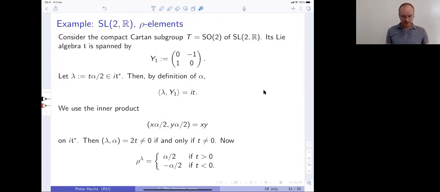Then the inner product of lambda with the root alpha is non-zero, because then minus alpha is automatic. The inner product is non-zero if and only if t is non-zero. For positive t, the positive root is alpha, and half the sum of the positive roots is alpha over 2. For negative t, the positive root is just minus alpha, and then this is half the sum of the positive roots.